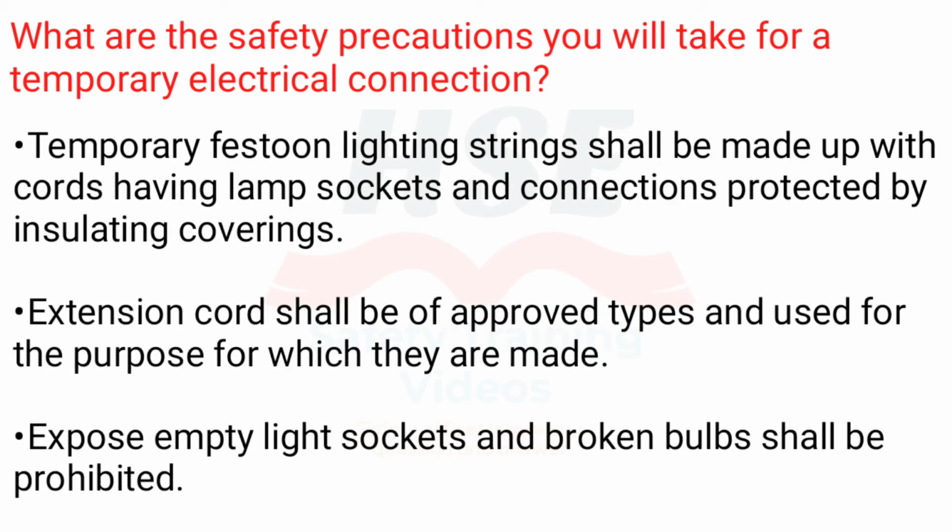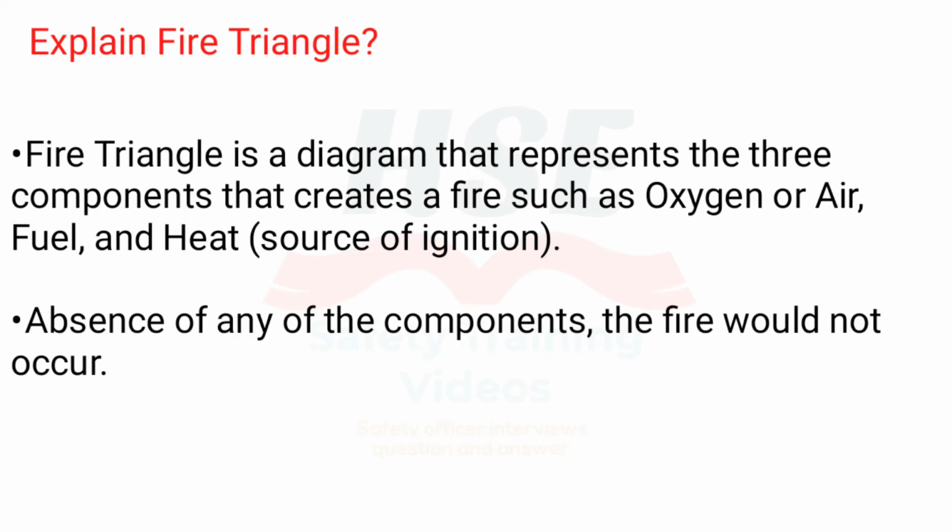Temporary festoon lighting strings shall be made up with cords having lamp sockets and connections protected by insulating coverings. Extension cords shall be of approved types and used for the purpose for which they are made. Exposed empty light sockets and broken bulbs shall be prohibited.